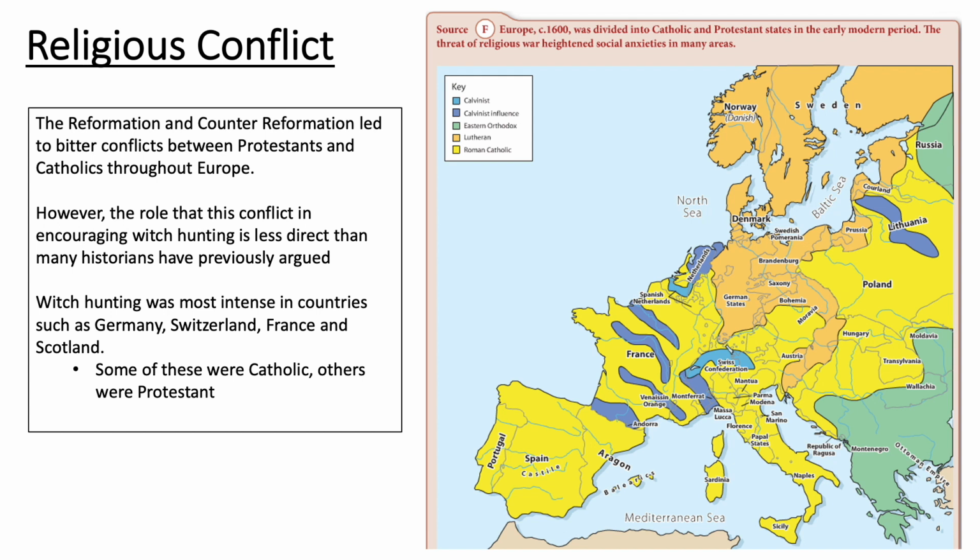Witch hunting was most intense in places like Germany, Switzerland, France, Scotland. Some of those countries are Catholic, some of those countries are Protestant, so it's not a simple matter of one religious group hunting witches more proactively than another religious group.